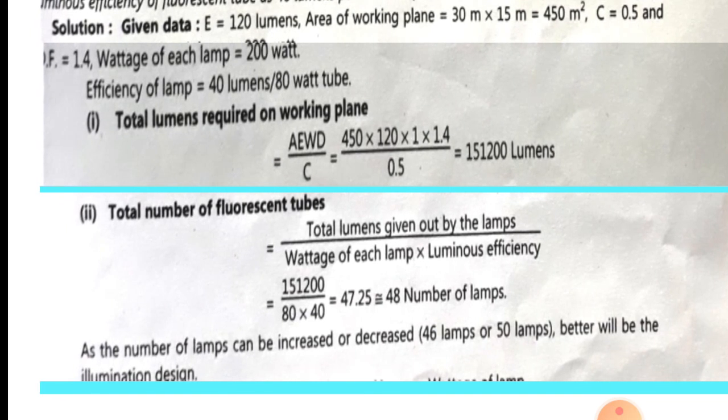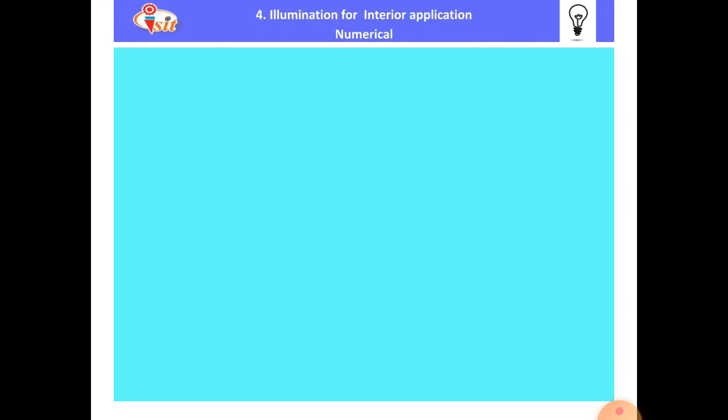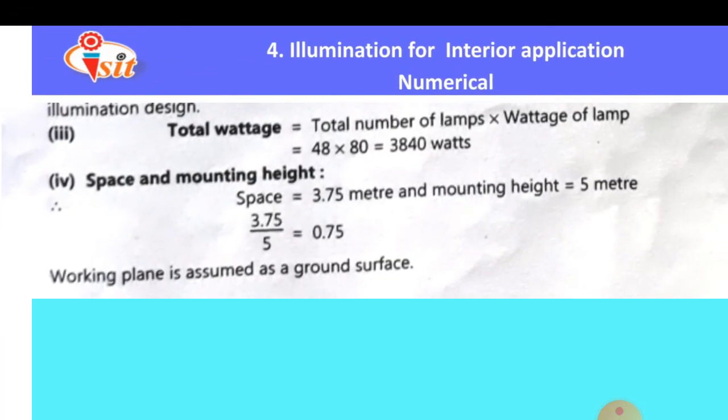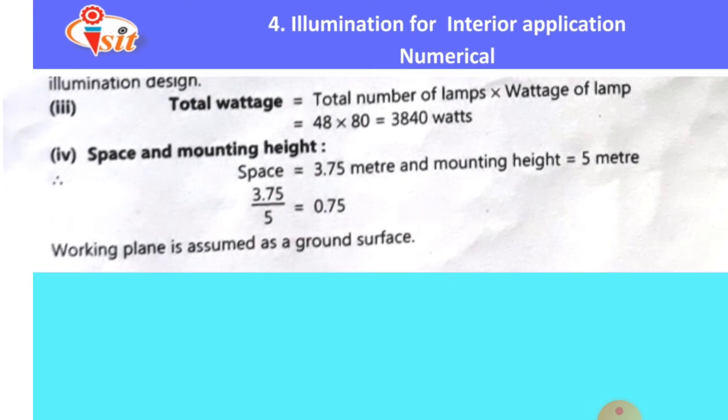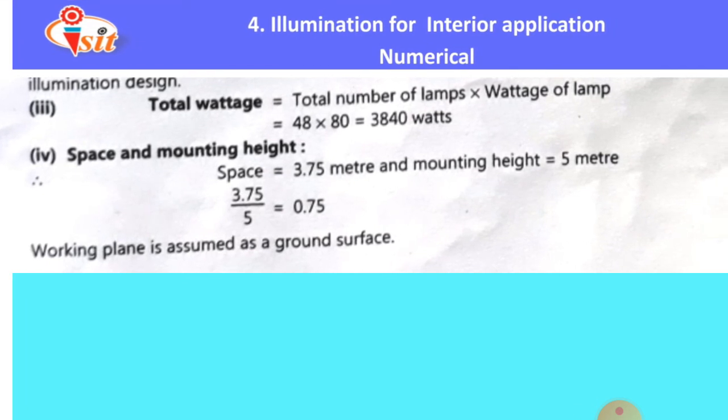So total wattage, now I have to find. Total wattage for the 48 tubes or lamps: wattage of each lamp is 80. So 80 into 48, that is 3,840 watt.